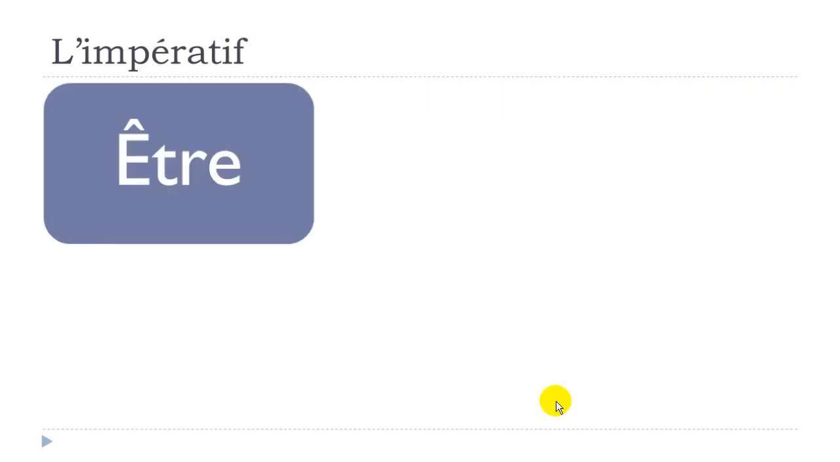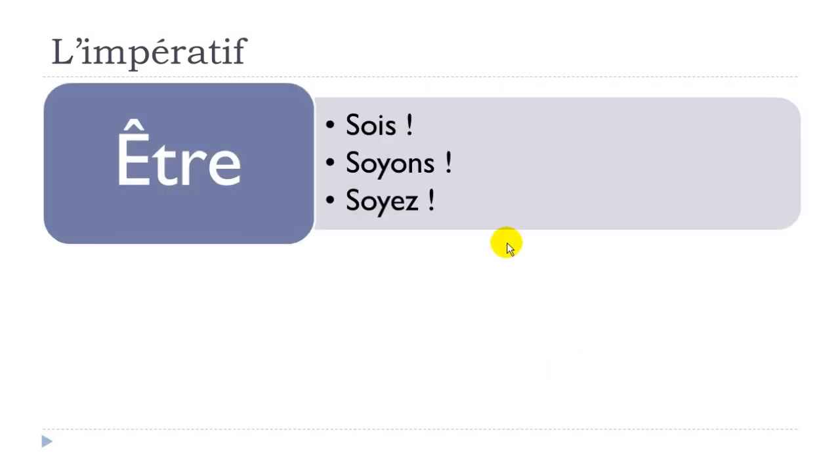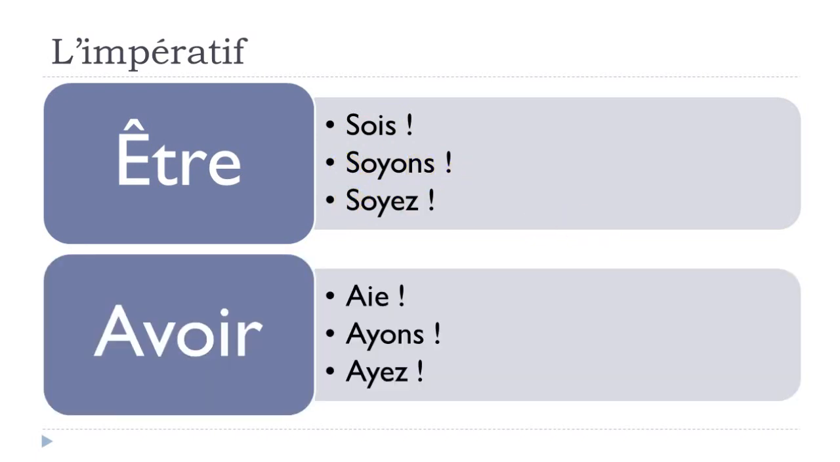Okay, then of course être and avoir, so être will become sois, remember the final S is not pronounced, sois, then soyons, soyez, all right, sois, soyons, soyez, and avoir will become aie, remember the final E is not pronounced, so you only have this A-I sound, aie, okay, aie, ayons, ayez. Okay, so one more time, sois, soyons, soyez, then aie, ayons, ayez. All right?